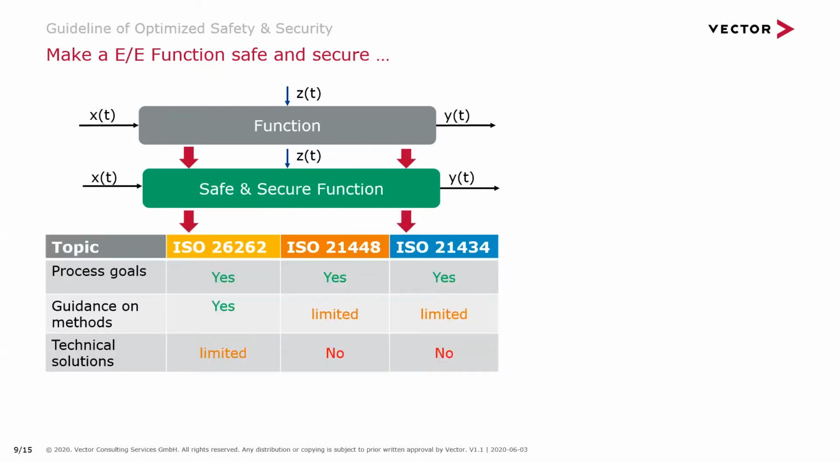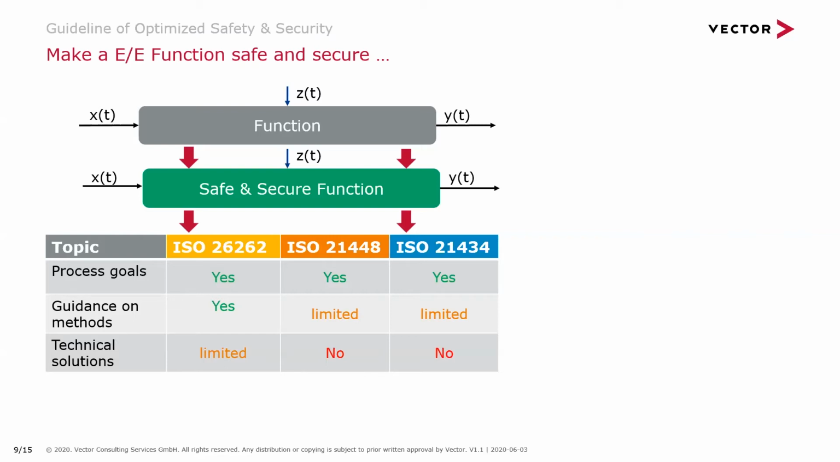So we learned already we have to regard 3 different standards, and these 3 standards are a bit different. So you see on the left side the ISO 26262, which appears comparably mature, very good in process codes, very good on guidance and methods, a bit limited on the technical solution side. But it's worse for the other two standards.